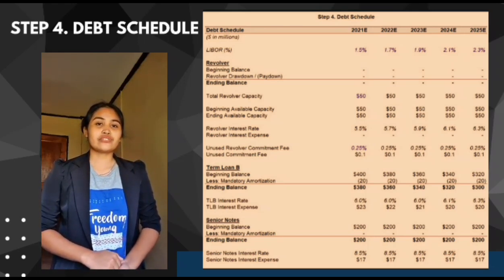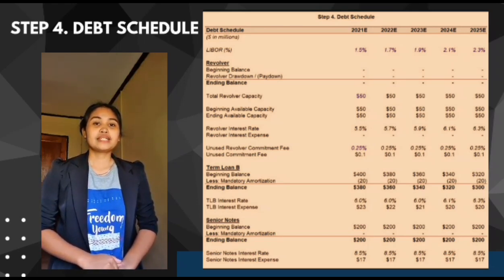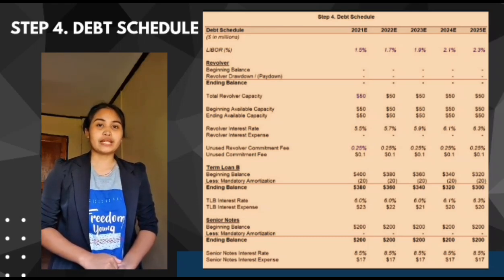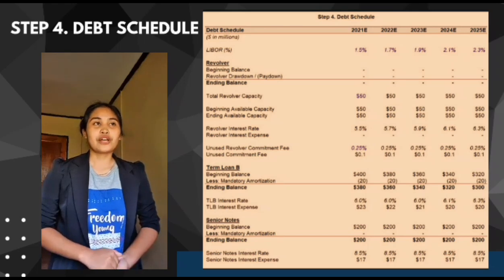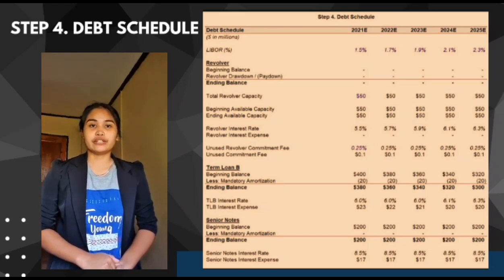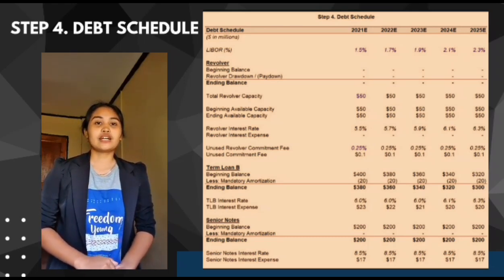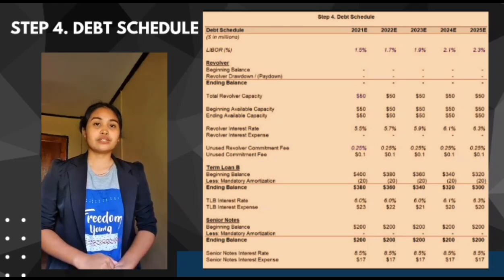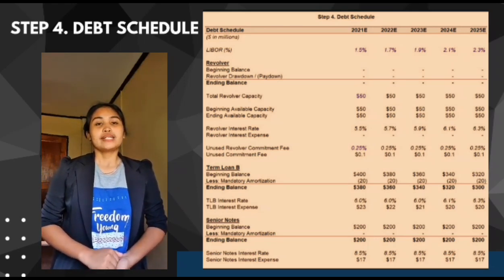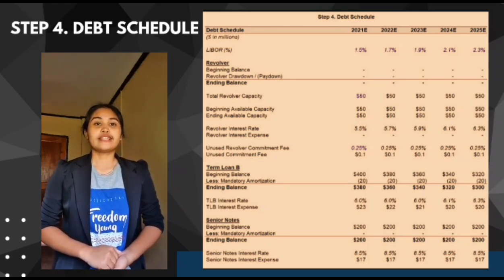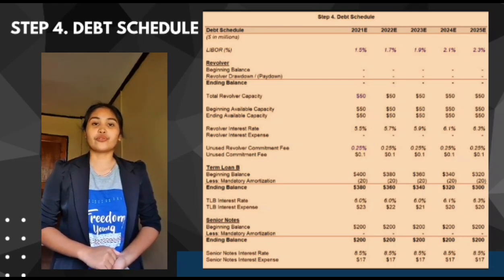And next is the revolver interest rate. This is the interest rate charged on any outstanding revolver balance. It's calculated as LIBOR plus a spread. In this case, LIBOR is 1.5% plus the spread of 4%, so it equals 5.5%. You can see it increasing year over year. Next is revolver interest expense. This is the amount of interest expense projected to be incurred on the revolver. Since the ending balance is zero, the interest expense is also zero for all years.